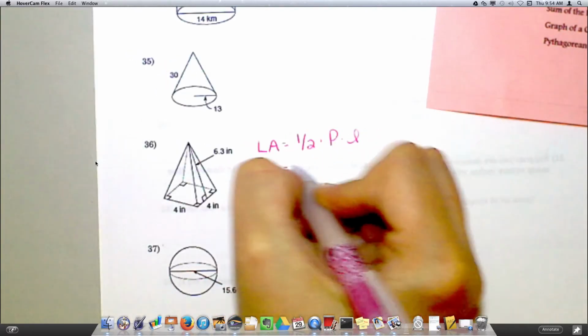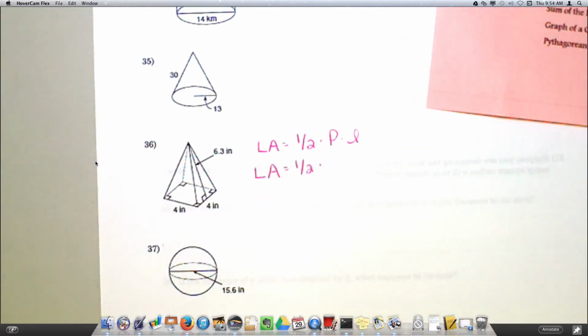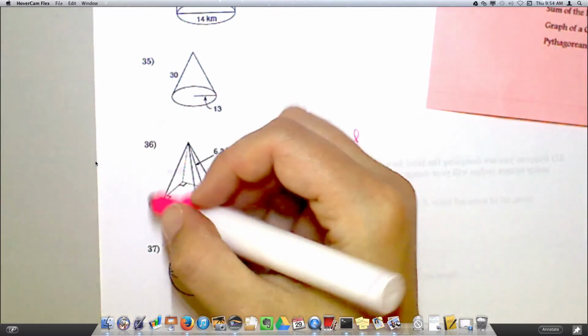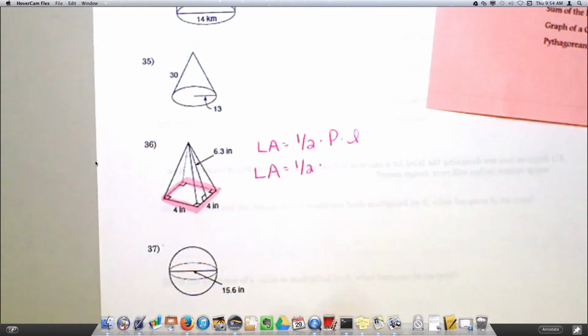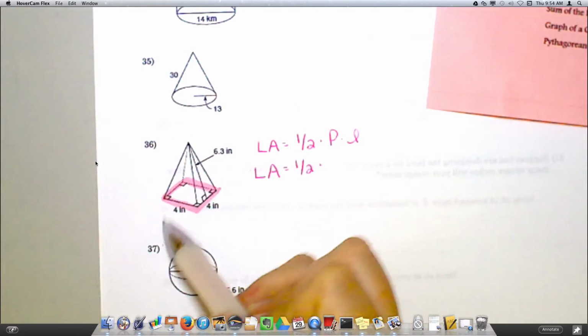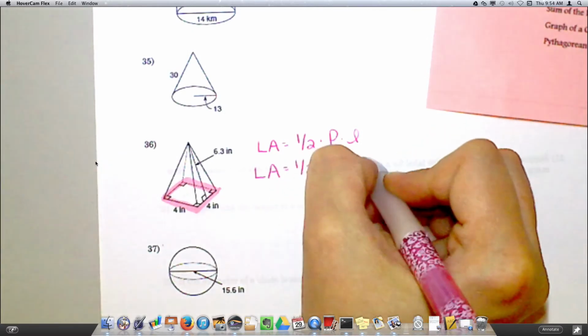So lateral area is 1/2 times, what am I adding together for my perimeter? Ian? 4. Okay, 4 fours, right? Because the perimeter of my base is down here. Outline the outside of the base. 4, 4, and then because this is a square, those would both be 4s as well. So my perimeter is 4 plus 4 plus 4 plus 4.